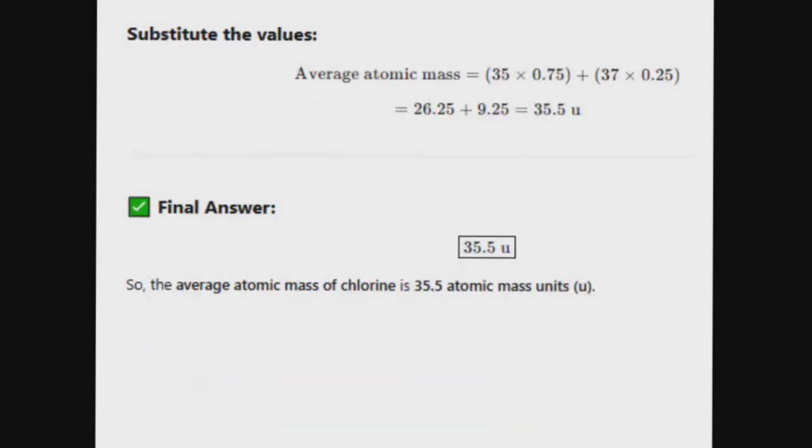Then, like I said, not all atoms of an element weigh exactly the same due to isotope. So what is isotope?